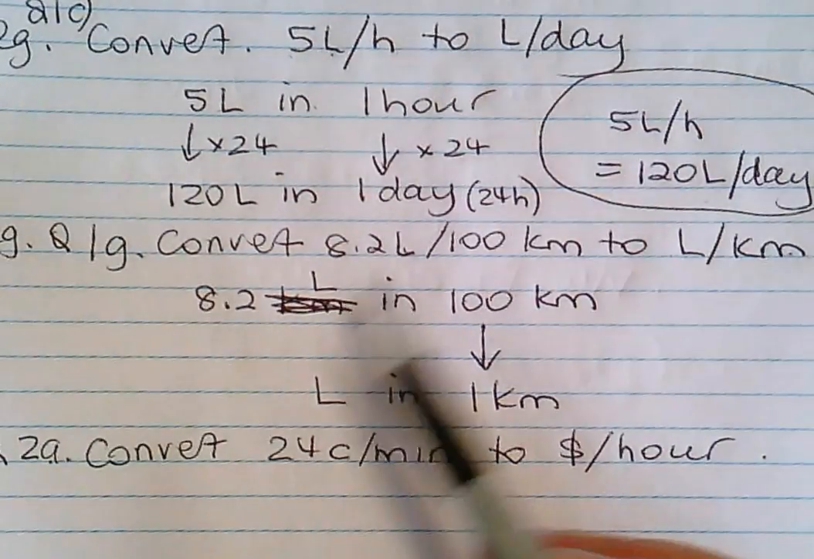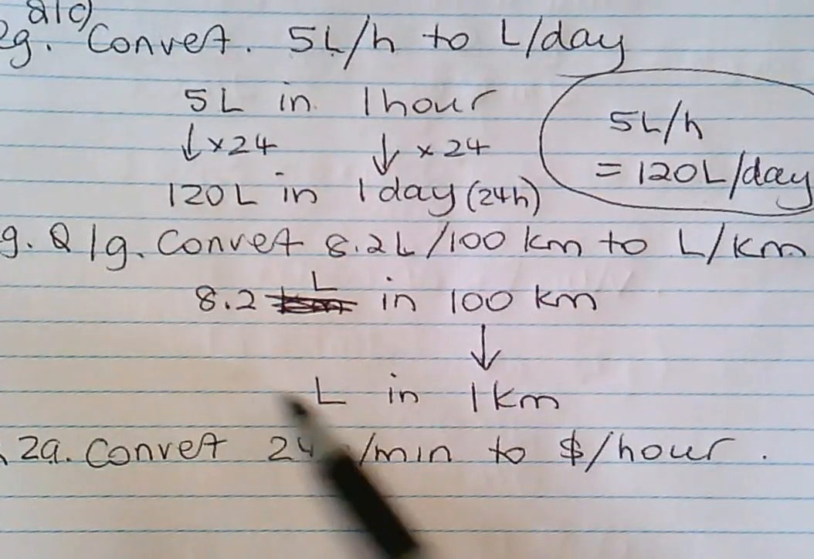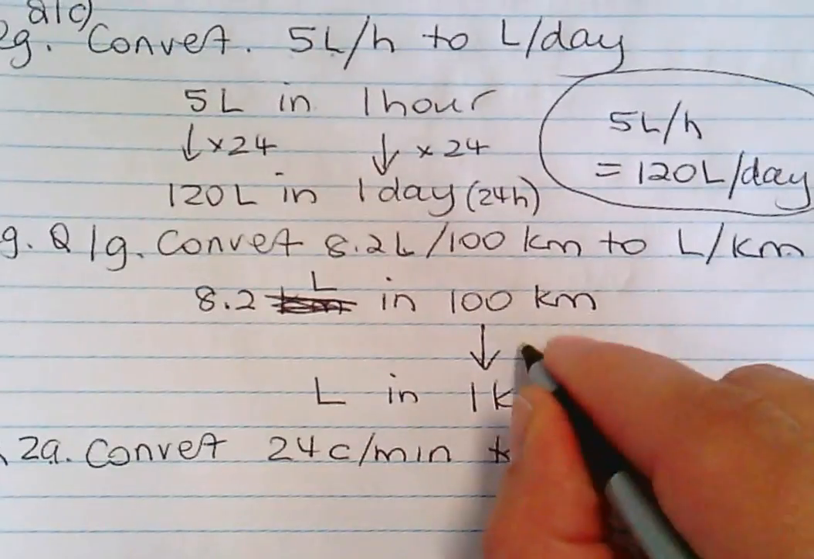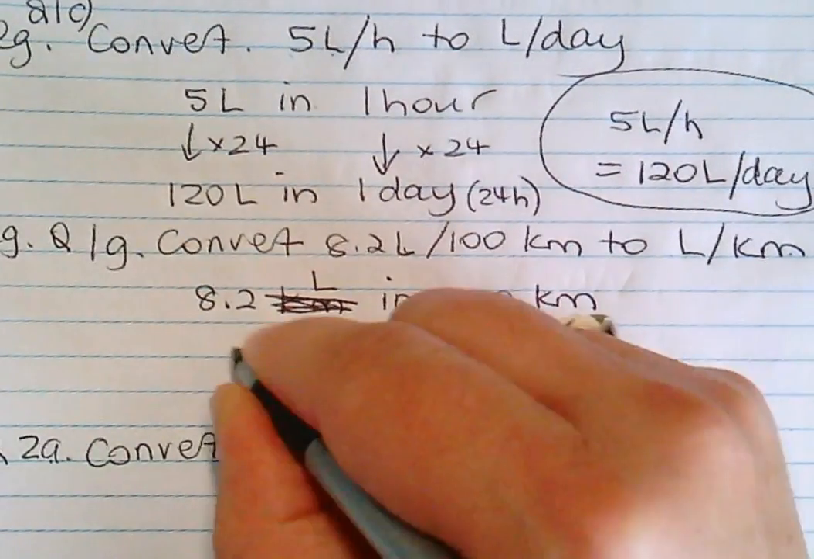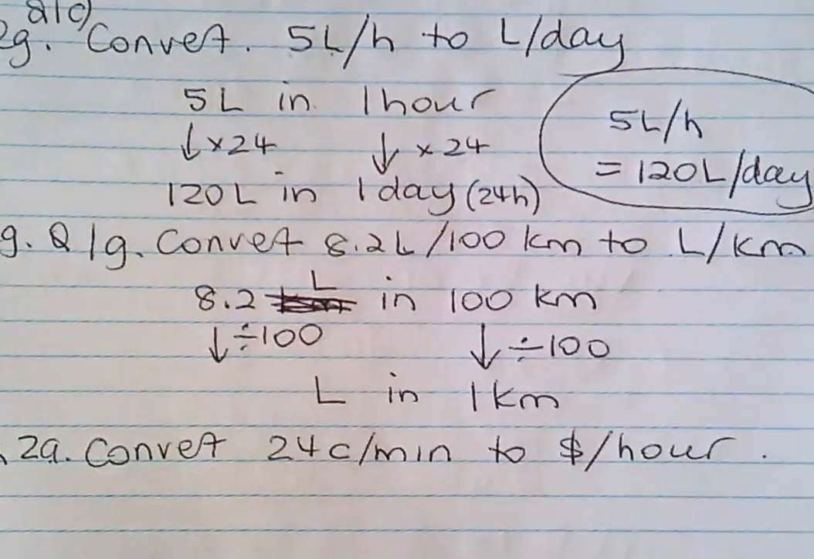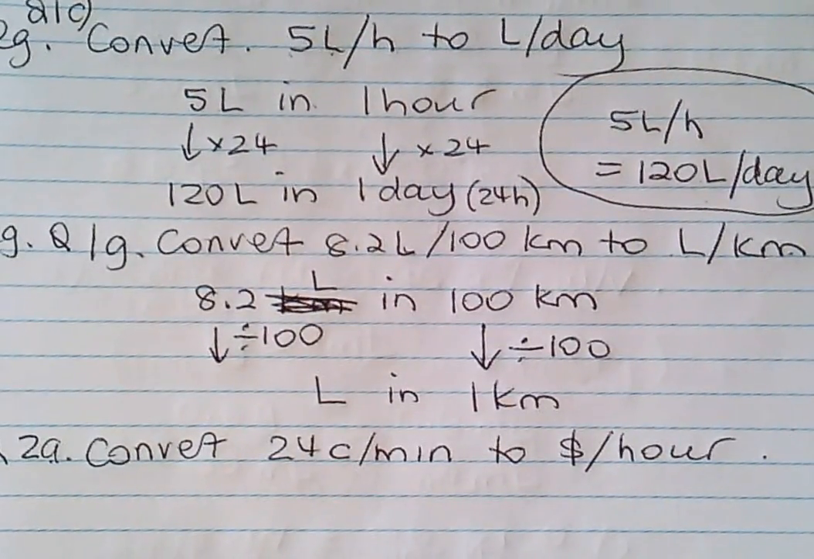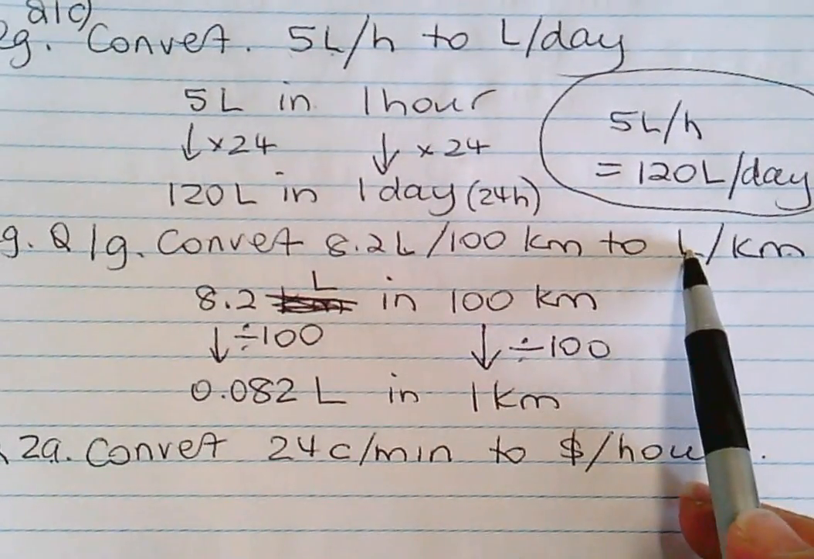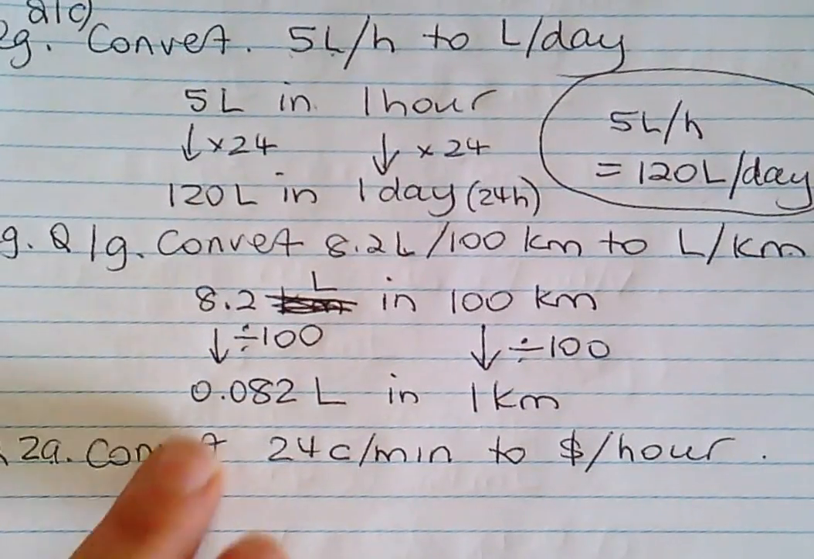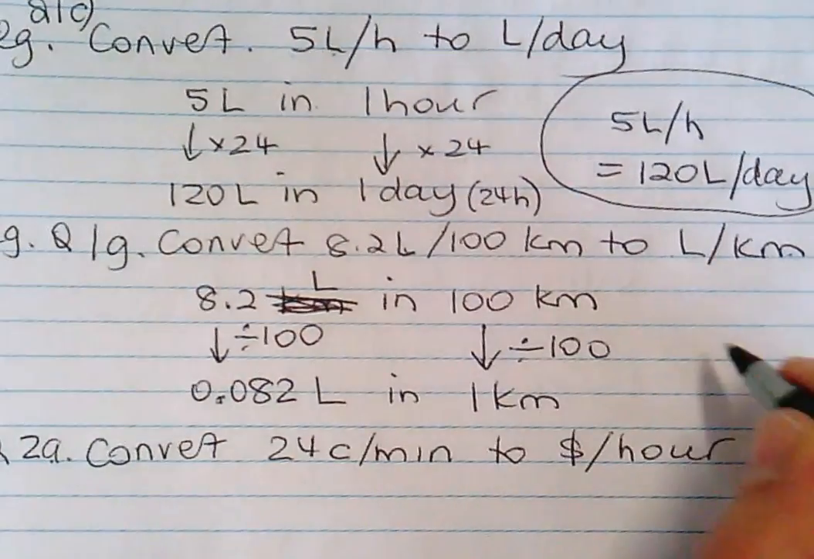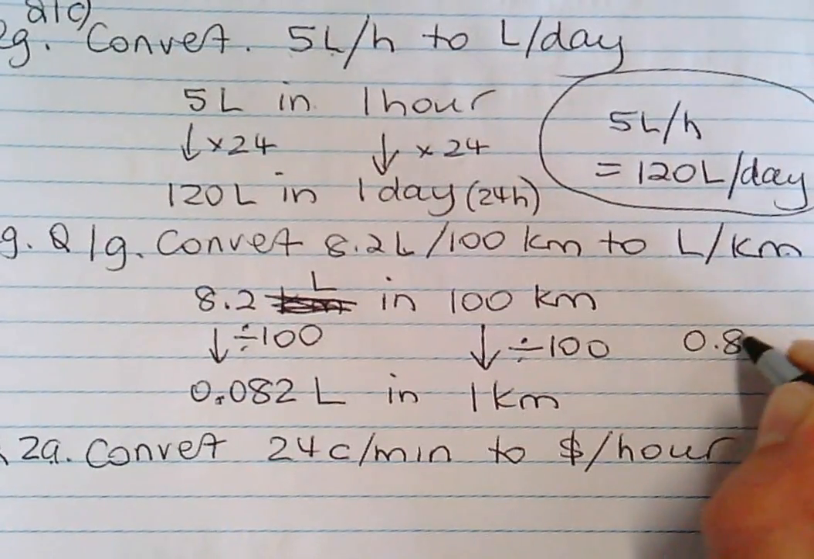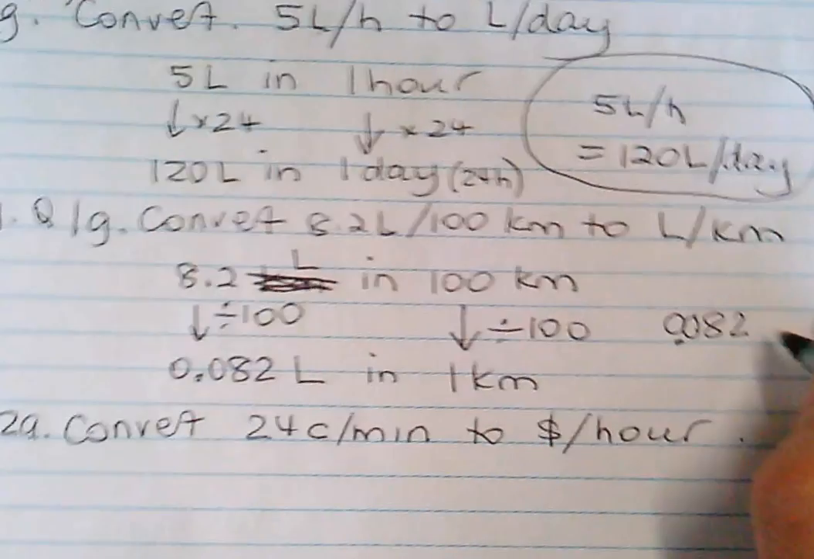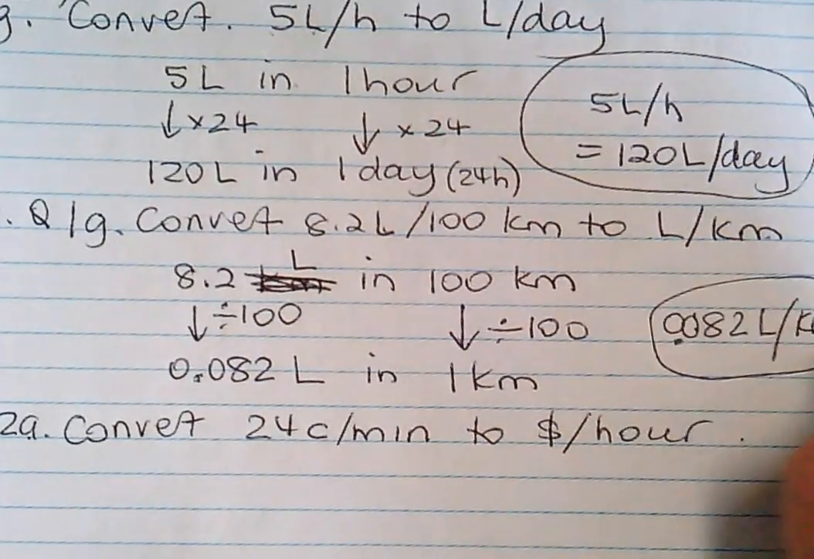So I've got 8.2 litres in 100 kilometres. How many litres in 1 kilometre? I'm going from 100 to 1. How do I do that? Divide by 100. Now, 8.2 litres divided by 100 is what? That's right. They want the answer in litres per kilometre, not millilitres, so I leave it like that. My answer is 0.082 litres per kilometre.